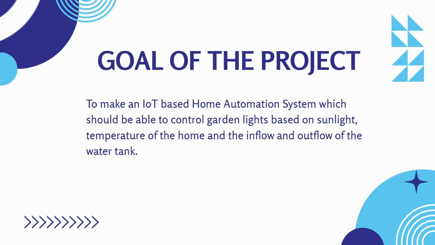The goal of our project: to make an IoT-based home automation system which would be able to control garden lights based on sunlight, temperature of the home, and the inflow and outflow of the water tank.